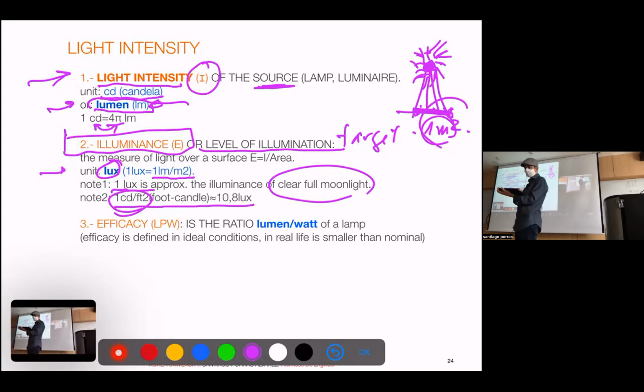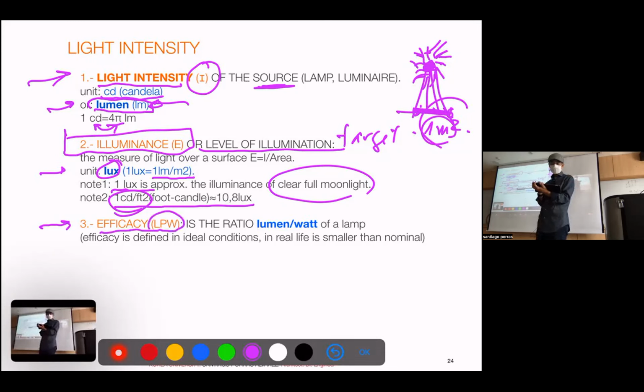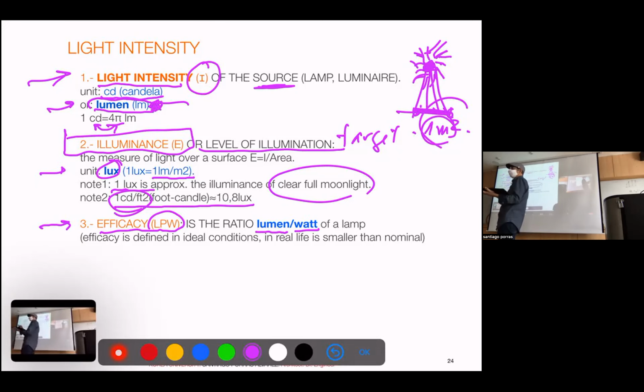And this is the conversion to the British system with foot-candles and so on, if you want to use it. One more parameter which is interesting is the efficiency, right? LPW, which is the ratio between lumen and watt of a lamp. So the illuminance or intensity it produces, related to the power it needs to produce that light.